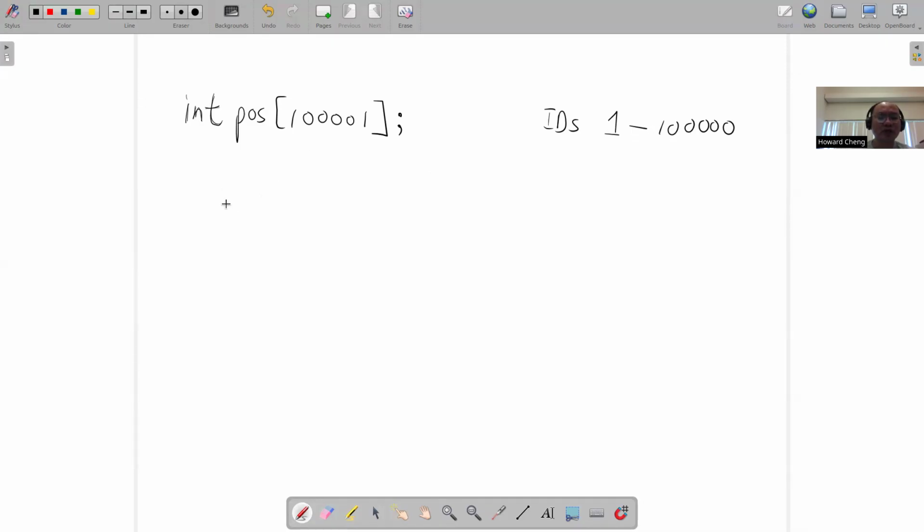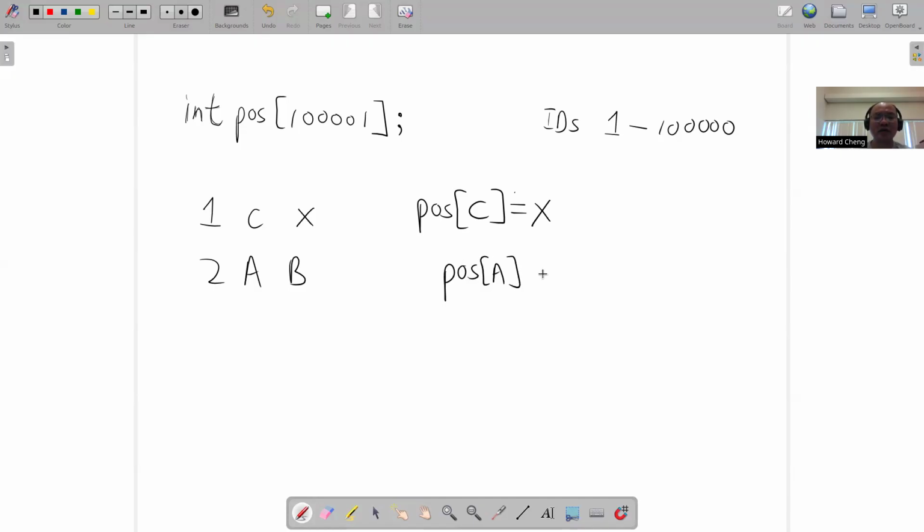And if there's a change, so if it says 1 and then company followed by the new location, then all you have to do is say position of the company C, it's now at X. Okay. If they tell me, give me 2 companies and what is the distance between the 2, all I have to do is compute position A minus position B and take the absolute value. And in C++, you can take the absolute value just by this.